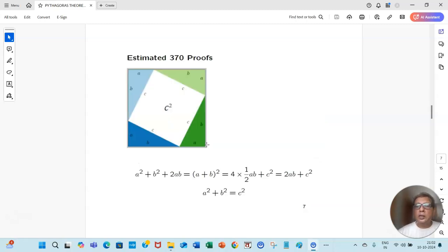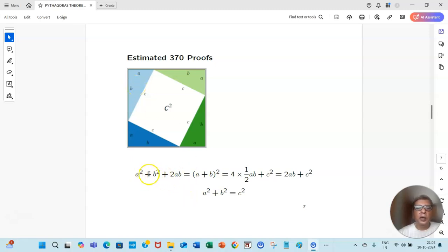So here is the easiest proof, as I found in the list. If I take the triangle a, b, c, the right angle triangle, 4 copies of them, then the bigger square has the area (a plus b) whole squared, whereas this white square has the area c squared, and the areas of the triangles are half ab, so 4 times that.